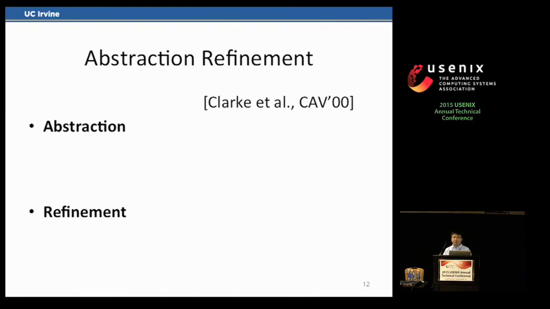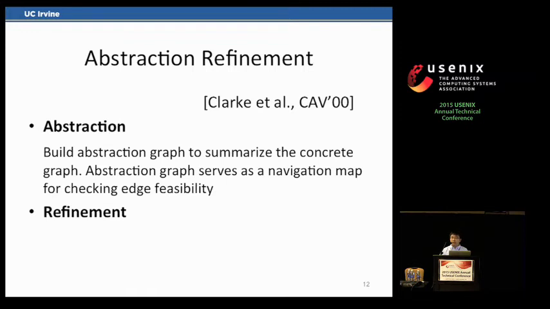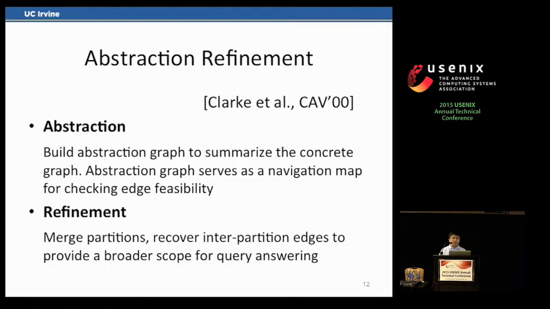We borrow the concept of abstraction refinement from program analysis to process graphs. There are basically two steps. In the abstraction step, we build an abstraction graph to summarize the concrete graph. The abstraction graph serves as a navigation map for checking edge feasibility. And in the refinement step, we merge partitions and recover inter-partition edges to provide a broader scope of query answering. Then the next question is, how should we build the abstraction graph?